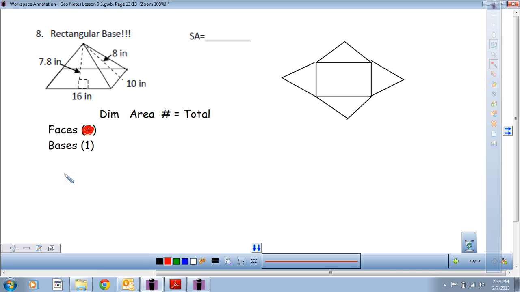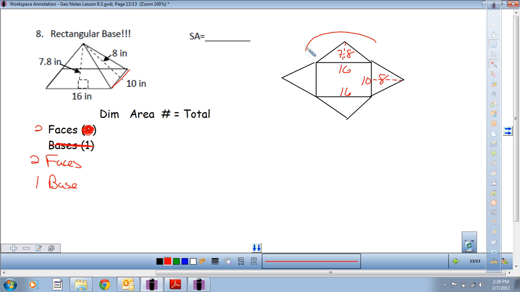So I'm going to go faces and faces, and I'm going to have 2 of each. And I'll slide that base down, and I still do have 1 base here. Okay, so again, that gives me my 5 faces. Now if we look at this, this would be 16, this would be 10, this would be 16. Now here's the trick to this. What's the height of this lateral face that touches the 16? That'd be that 7.8. And what's the height of this lateral face that hits the 10? That would be that 8.